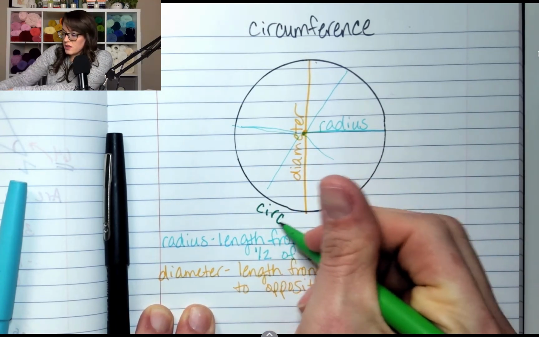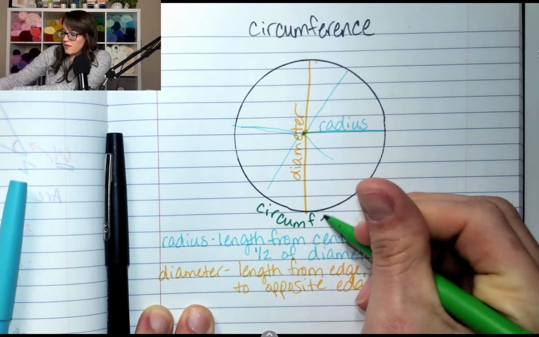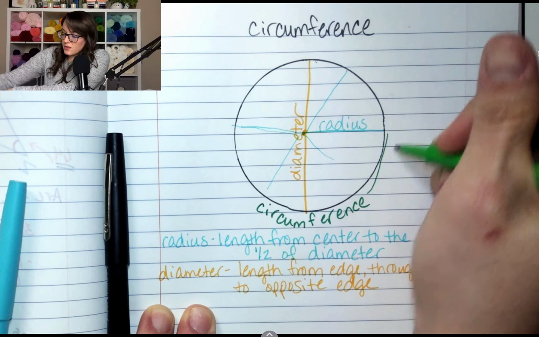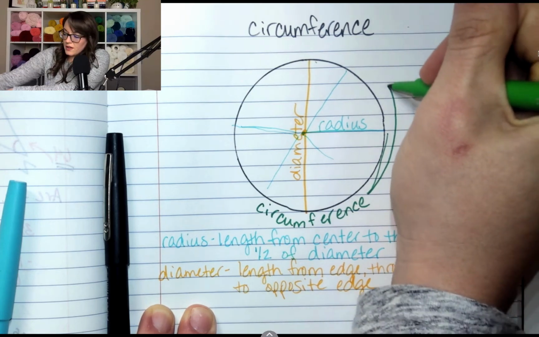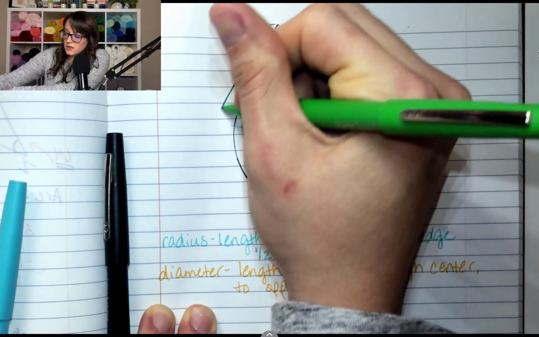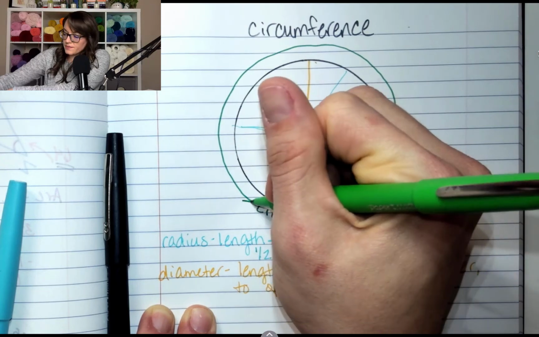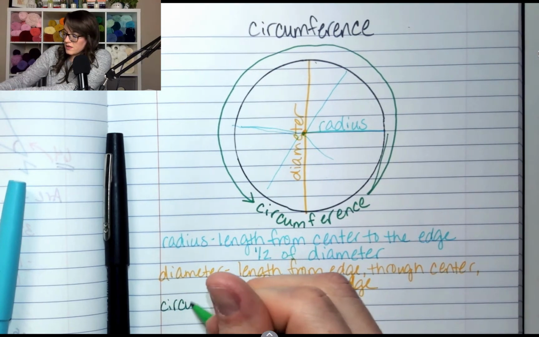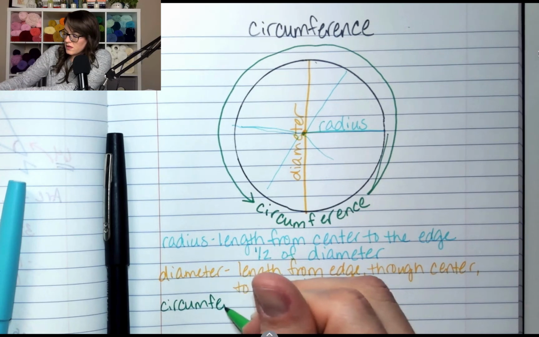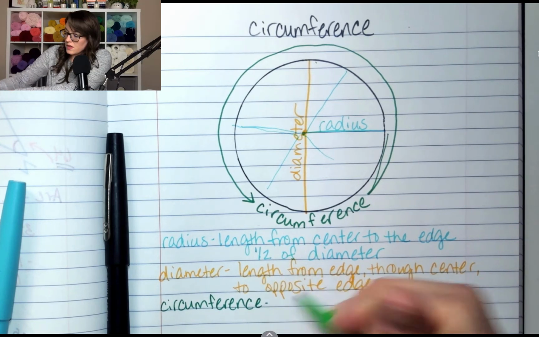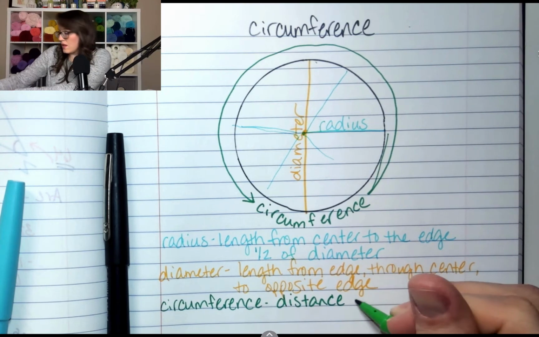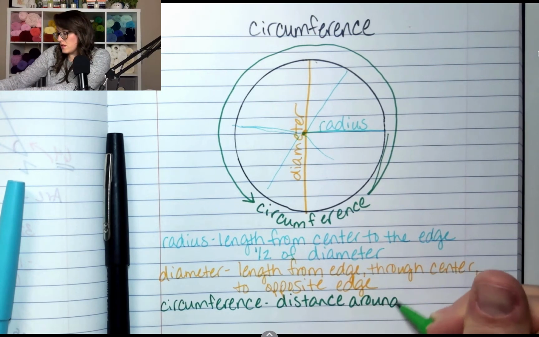So circumference is the distance around the circle. So circumference is distance or length around a circle.